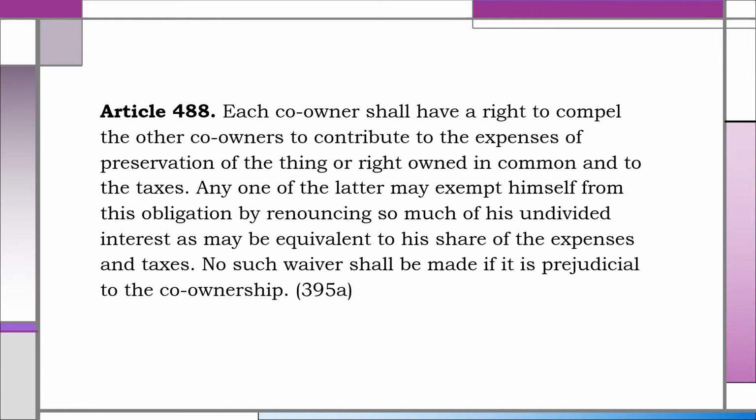Here is an example when renunciation or waiver cannot be made because it is prejudicial to the co-ownership. X and Y are co-owners of a house badly in need of repairs in order to prevent a collapse. Before expenses are incurred, X cannot renounce if Y does not have enough money to cover the expenses. Y can therefore go ahead, contract with the repairman, and X would still be liable despite his previous renunciation. This is because if Y does not go ahead, prejudice would be caused to the co-ownership.